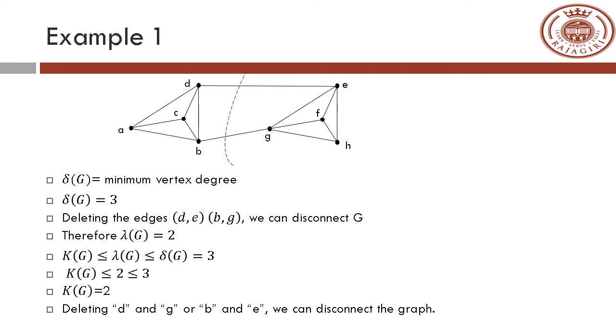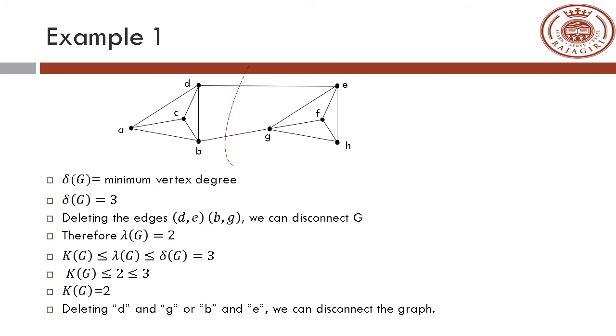In this, the minimum vertex degree is denoted as delta G, where A, C, H and F have degree 3 and the remaining vertices have degree 4. So the minimum vertex degree is equal to 3. To find the edge connectivity, if you delete two edges, that is, the edge connecting B and D or B and G, we can disconnect the graph into two components. Therefore, lambda G, that is edge connectivity, is equal to 2.